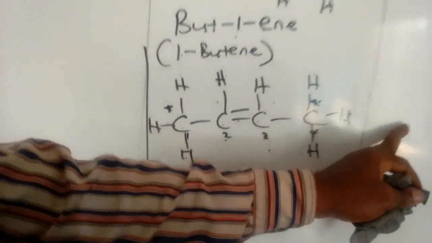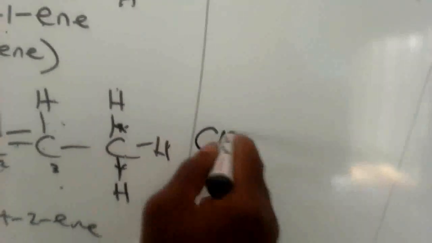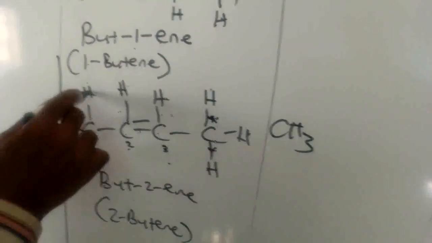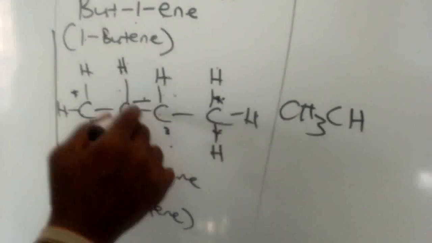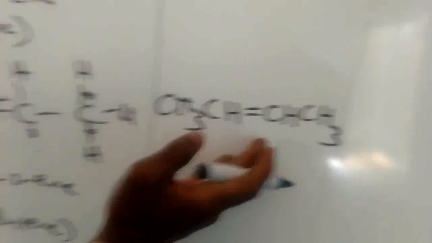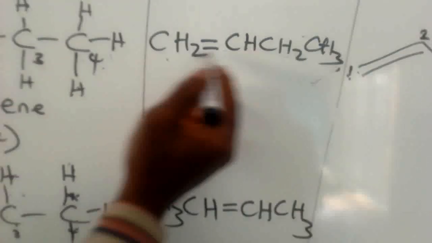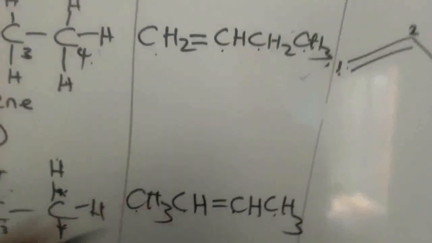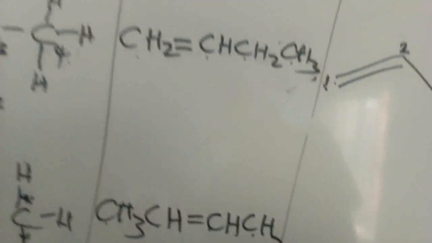So let's go to the condensed formula. Here we have CH3. The first carbon has 3 hydrogen. Second carbon, CH, double bond, third carbon, also CH, fourth carbon, CH3. Look at the two: you count the carbon 1, 2, 3, 4, and 1, 2, 3, 4. But look at the structure, they are different from each other. So they are isomers. Now let's go to the skeletal formula.